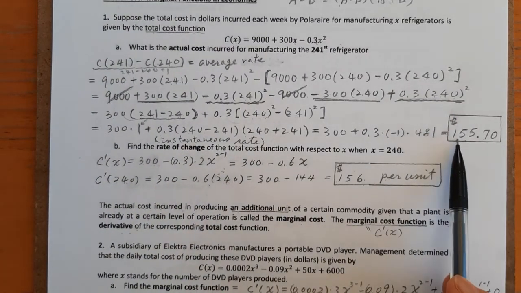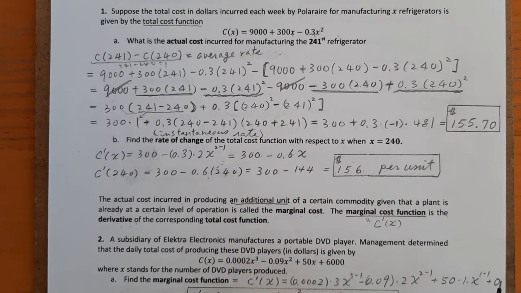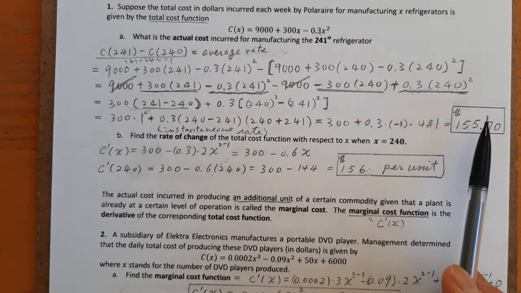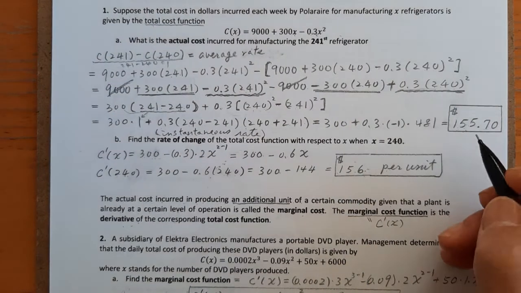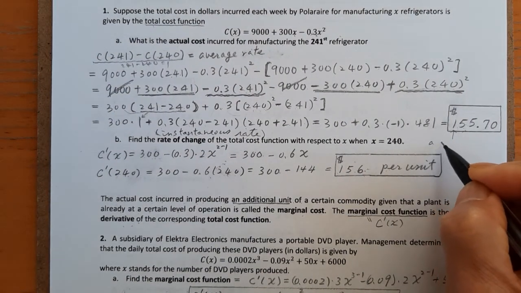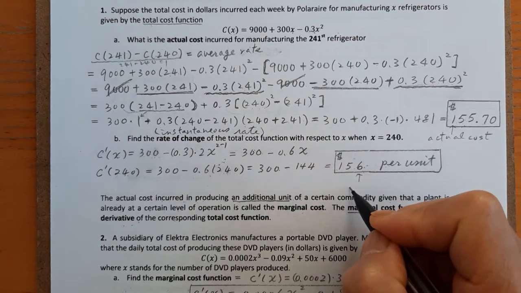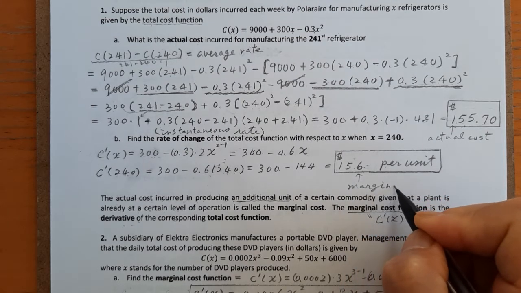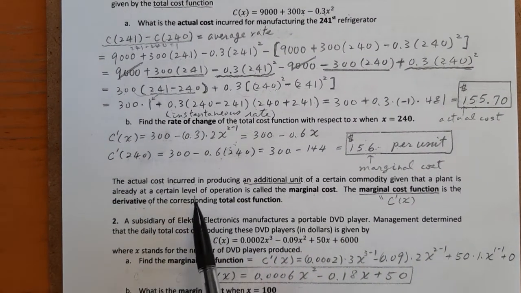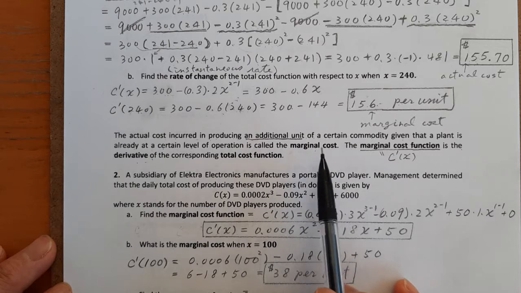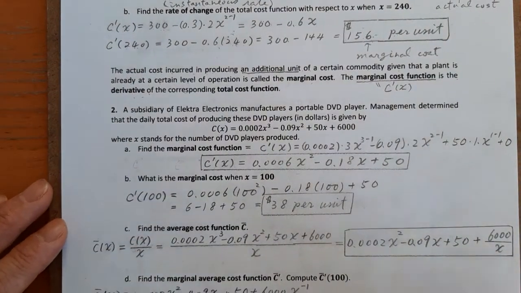And this one is marginal cost. This one is actual cost. This one we call marginal cost. This is actual cost, and this is marginal cost at a certain level of operation. It's called marginal cost. And the first derivative is the marginal cost function.